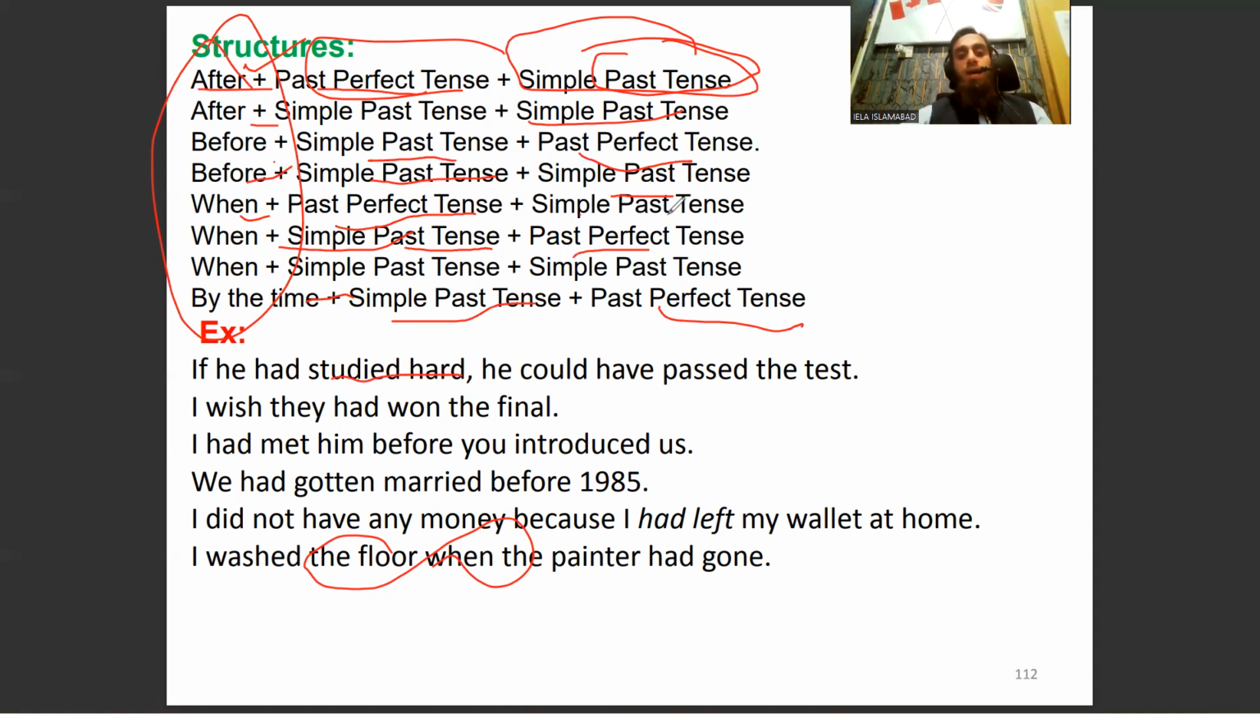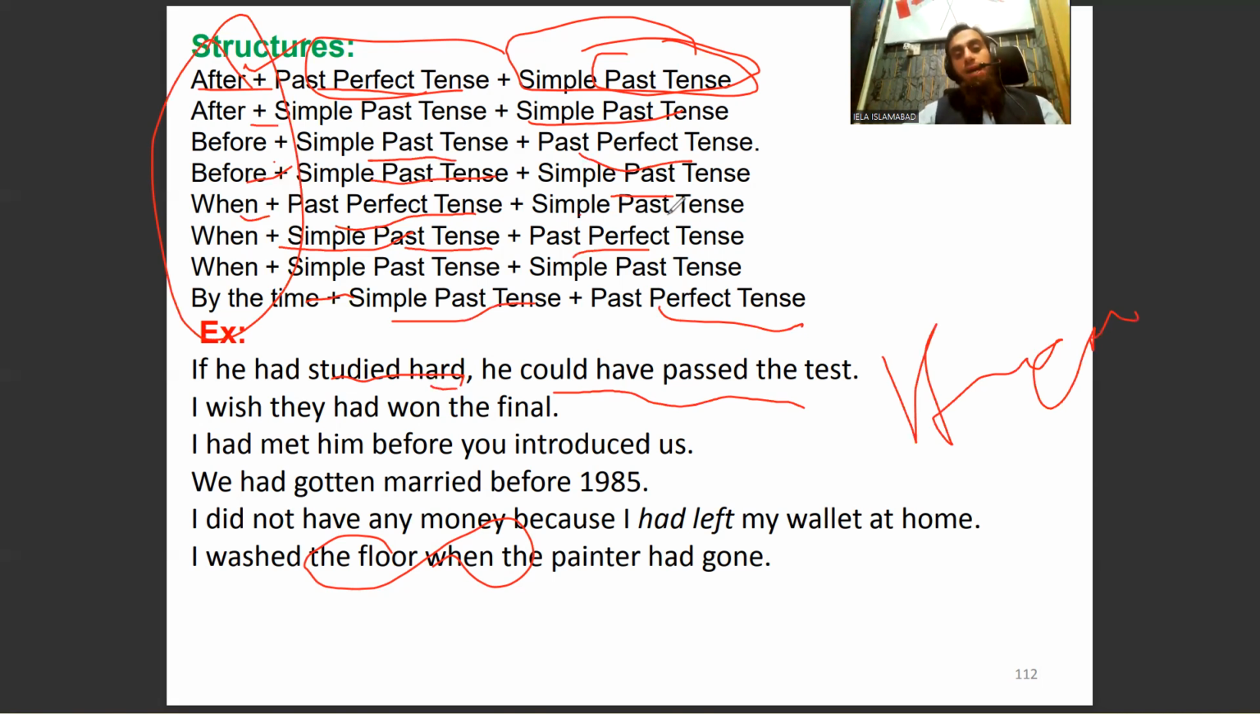Now, if he had studied hard, he could have passed the test. This is the if condition, right? The condition shown so far is what we have discussed. If he had studied hard, past perfect. He could have passed.